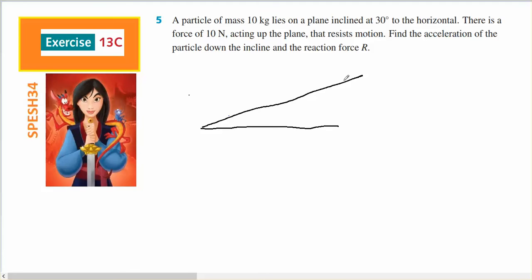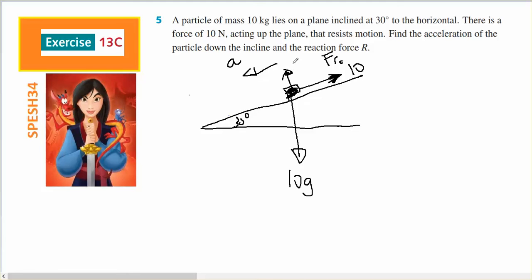Okay, so there's my plane inclined at 30 degrees. And there is my particle, and it has a weight force of 10G because it's 10 kilograms. There is a force of 10 newtons acting up the plane that resists the motion, so that's a friction force. Find the acceleration of the particle down the incline and the reactive force R. So I'm going to call the reaction force N.